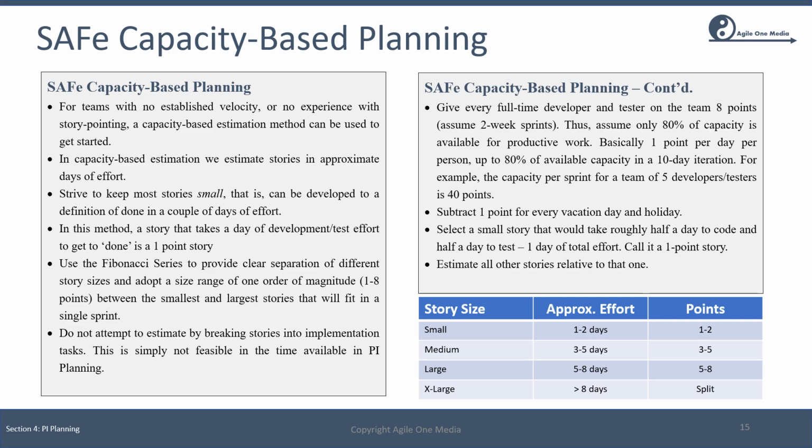So then we subtract 1 point for every vacation day as we get into the specifics of sprint planning across multiple sprints. And so to begin, what we do is we select a small story that would take roughly half a day to code and half a day to test. That is 1 day of total effort to get to done. And we call that a 1 point story. And then we estimate all of the other stories relative to that one. And if it helps, the table at the end shows how we might adopt a simple relative effort sizing of small, medium, large with a corresponding calibration in points.